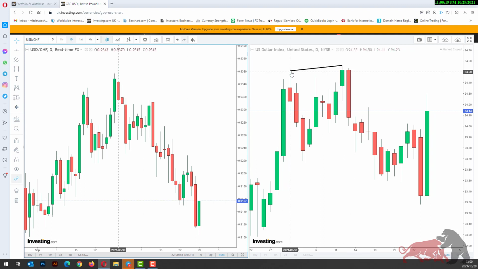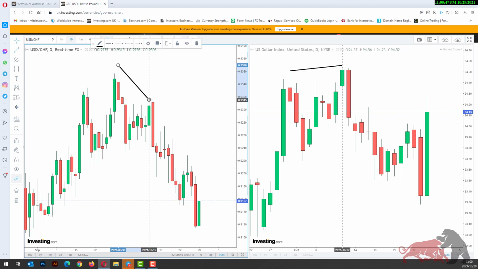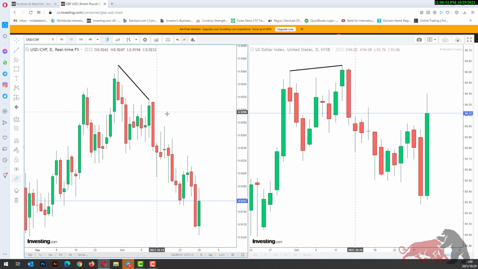Now, the previous high on dollar was 30th of September, right? So if I grab my trend line to 30th of September, we've got a high. That is correct. It is matched on dollar index. But did we create another high? No. 12th of October, we created a higher low, right? That's smart money distributing for sell models on USD CHF.